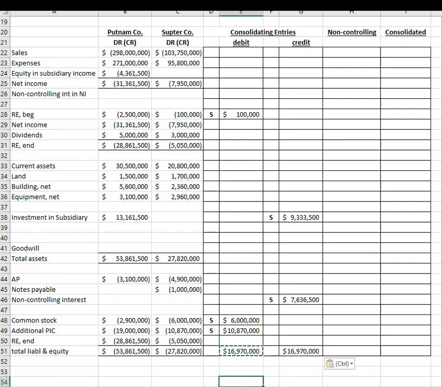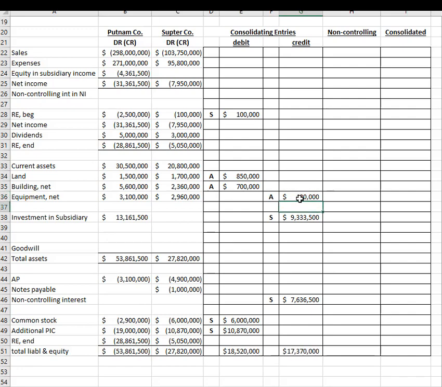Okay, that looks good. All right, so now let's do the A entry, which is to write up, or in this case, write down assets to the valuation at the acquisition date. So let's see here, land and building and equipment. Actually, equipment is going down, so let's put it over here. So land we had going up by 850, and buildings by 700, and then equipment is going down by the 400.